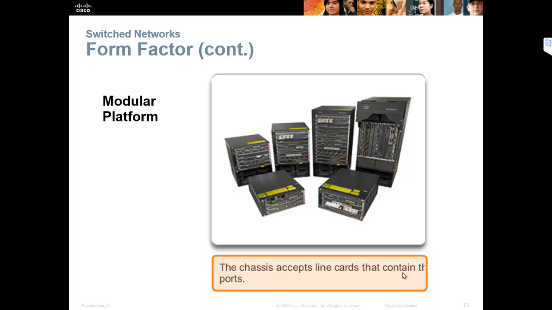With a modular platform system, you are able to change the cards out to put different types of ports in the system as you're going. And the reason for that is that you may need some that are fiber and some that are copper. Maybe you want to put a firewall module in it. These are mainly used in distribution points because they accept different types of connections.